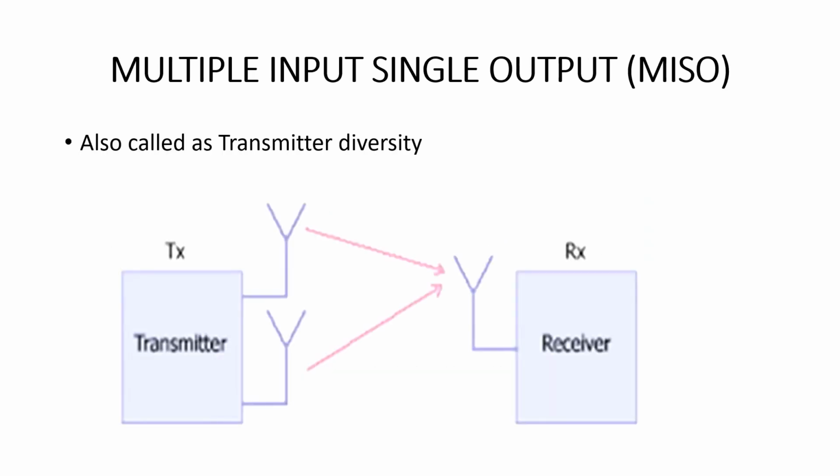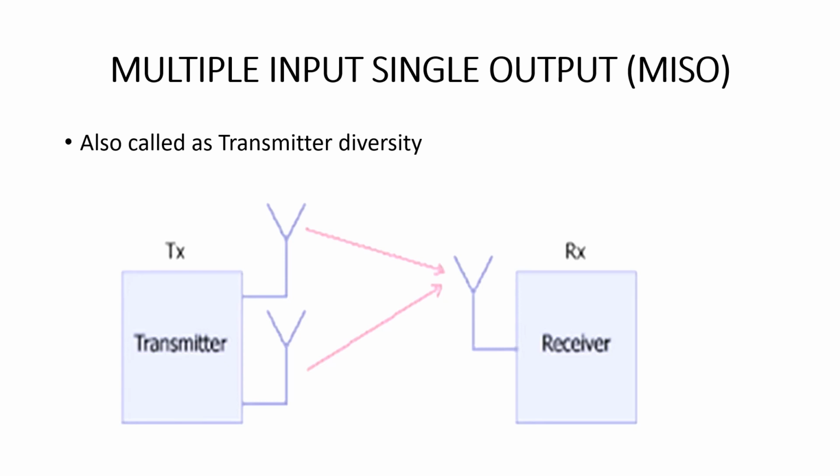Now we are going to see the second one, which is MISO, multiple input, single output. Already we have seen SISO, that is single input, single output. MISO is nothing but multiple input and single output. Here, multiple or single is decided based on the number of antennas used in the transmitter and receiver. If it is multiple input, single output, in the transmitter side we connect multiple antennas, but at the receiver side we connect only one antenna.